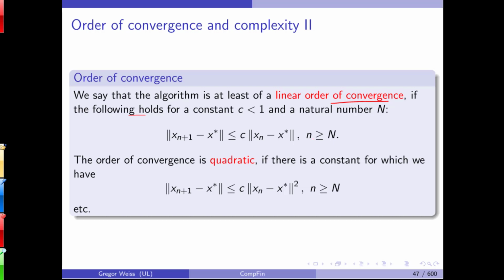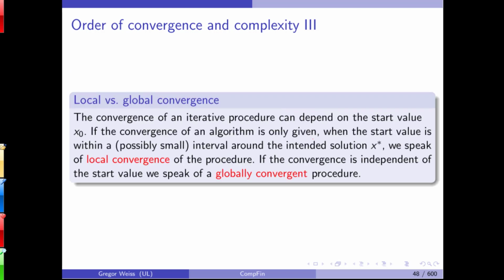For example, the order of convergence is quadratic if there is a constant c for which the error in the next iteration is smaller than the constant c times the squared error in the previous iteration. Okay. You can distinguish and differentiate between local and global convergence.